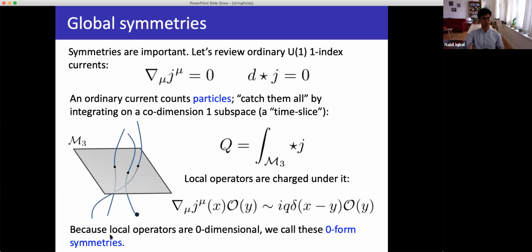And finally, here's something that's going to be useful later. Local operators are 0-dimensional things. And for that reason, we're going to call these symmetries 0-form symmetries. Okay? And the whole point, of course, is that we're going to take that 0 and make it something higher in the next part of the talk. Okay, so that's basic facts about symmetries.